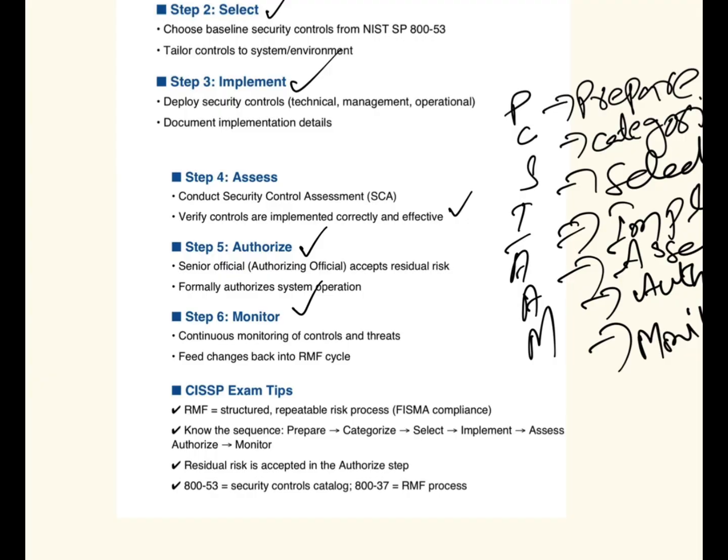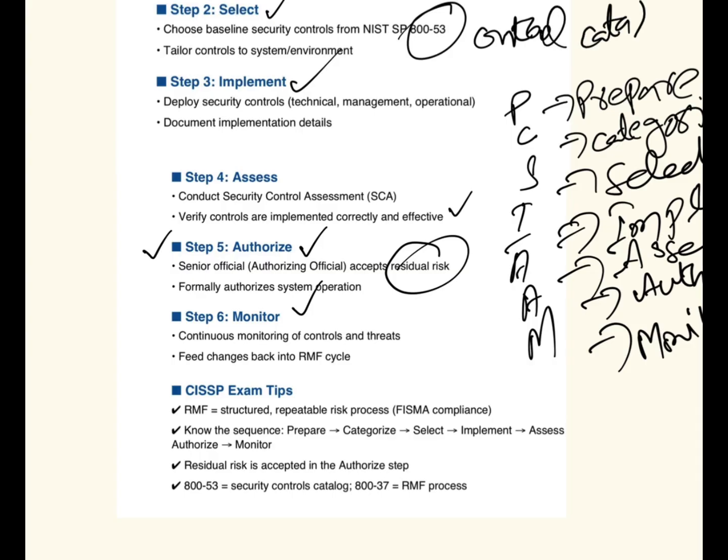Residual risk is accepted in the authorize step. So keep in mind where the residual risk is accepted: on step five, which is authorize. SP 800-53 is the control catalog, the list of security controls. And 800-37 is the RMF, the process which we have discussed.